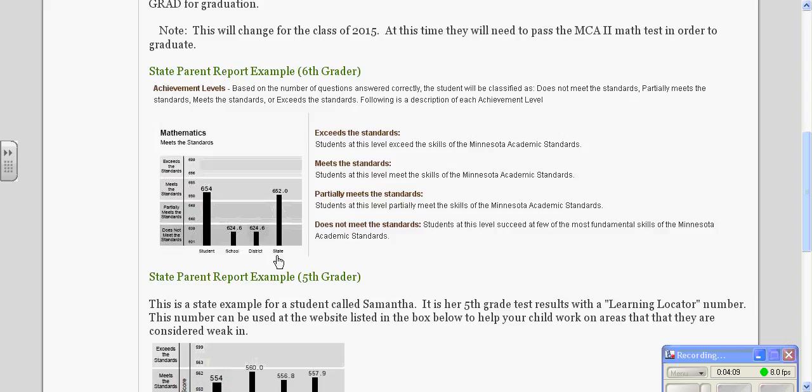Again, the school average could be a building. So if they are in a middle school building, that would be their school average. District would be basically K-12, even though there's no MCAs in K through 2. So 3rd grade and up.